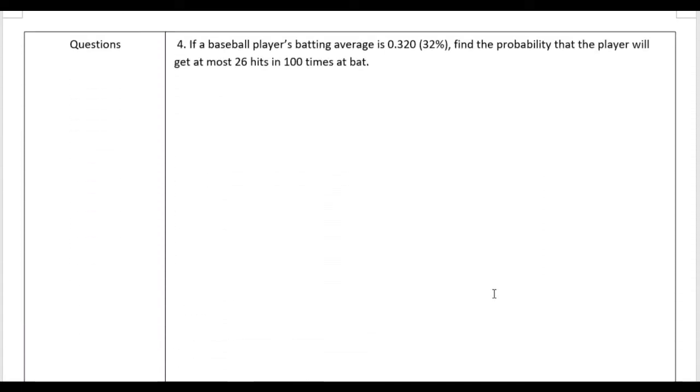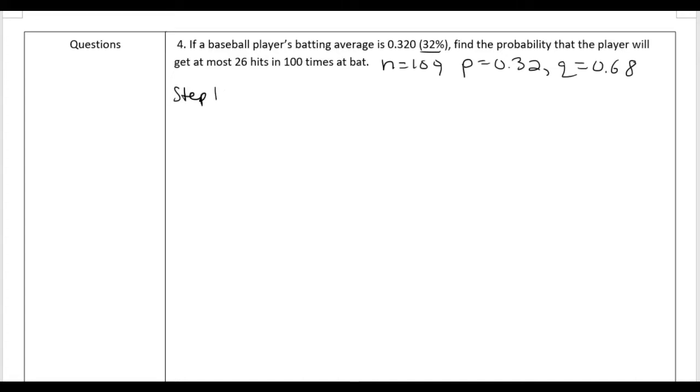Okay, so now we're going to look at the last problem here. If a baseball player's batting average is 0.32 or 32%, find the probability that the player will get at most 26 hits in 100 times at bat. So we know n is 100. Probability of success, hitting the ball with the bat, is 0.32. Probability of failure is 1 minus that, which is 68%.